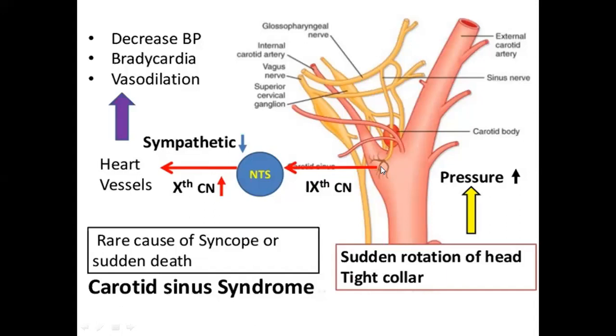The tunica media is thinner over here and tunica adventitia is thicker over here. And this is richly supplied by glossopharyngeal nerve and vagus nerve. These two important nerves supply this. And this carotid sinus is known as baroreceptor. It responds to the pressure changes of the blood and it maintains the blood pressure. So this is very important, carotid sinus.